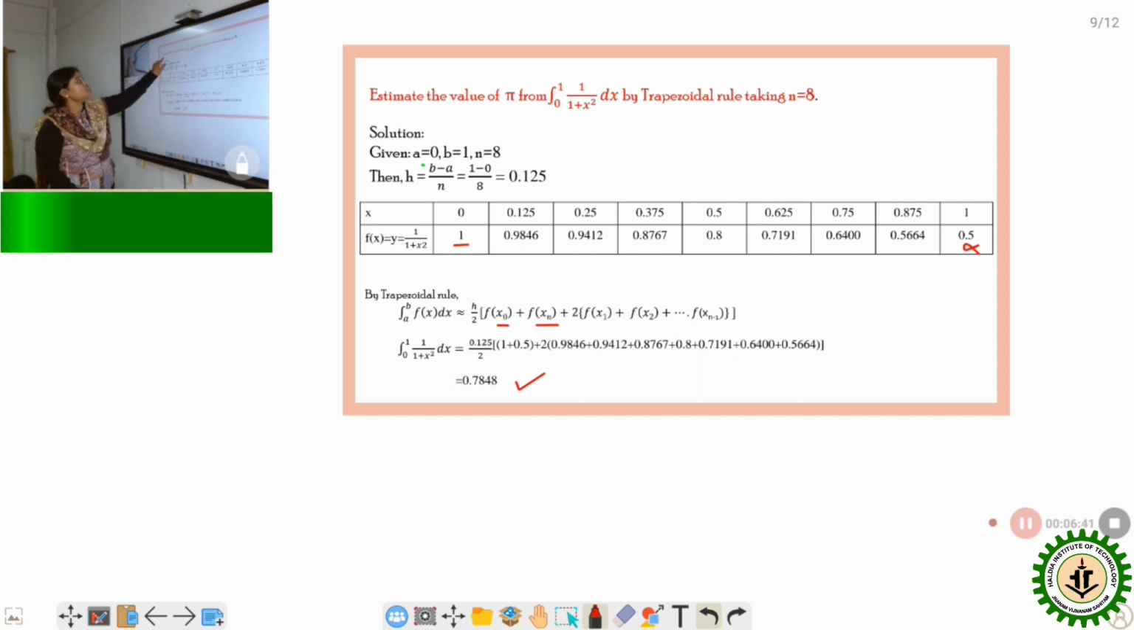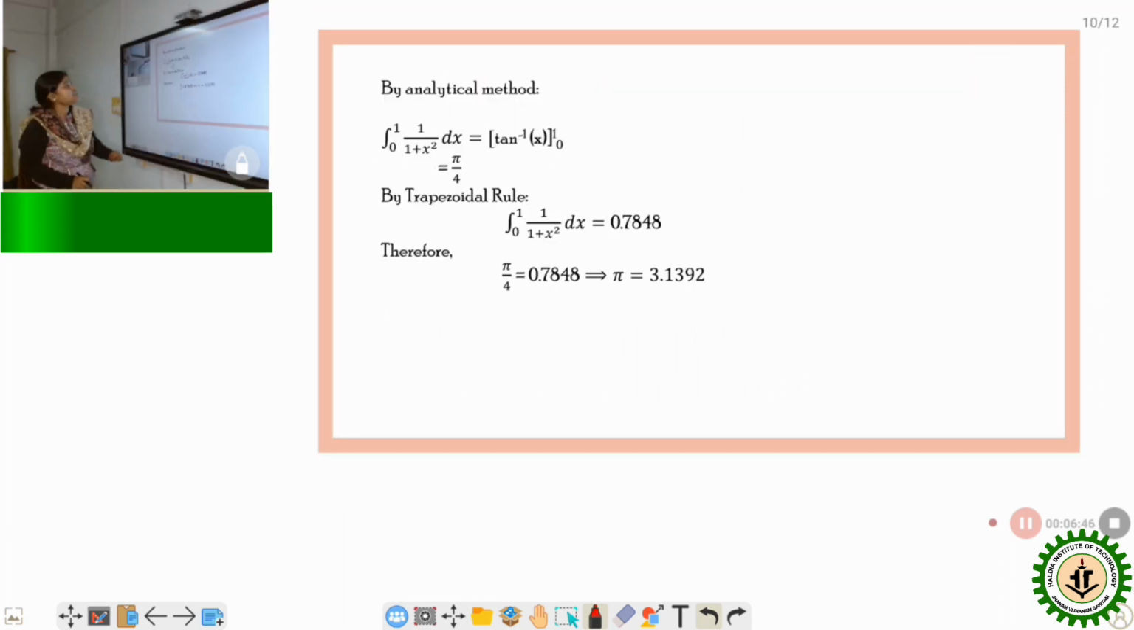Now what is the question? The question is to estimate the value of pi. Now how will we do this? We know by the analytical method, if we solve the integral from 0 to 1 of 1 by 1 plus x squared dx, this is nothing but tan inverse x. After putting the lower limit and upper limit, we will get pi by 4. So by the trapezoidal rule we got 0.7848, and by the analytical method the value is pi by 4. Therefore, pi by 4 equals 0.7848. That means the value of pi is 0.7848 into 4, that is 3.1392. So by using the trapezoidal rule, this is the value of pi we have got, right?